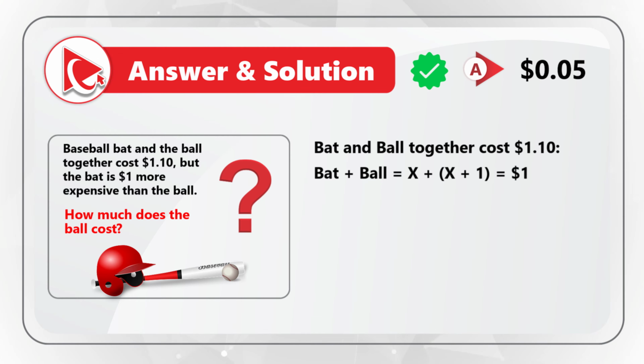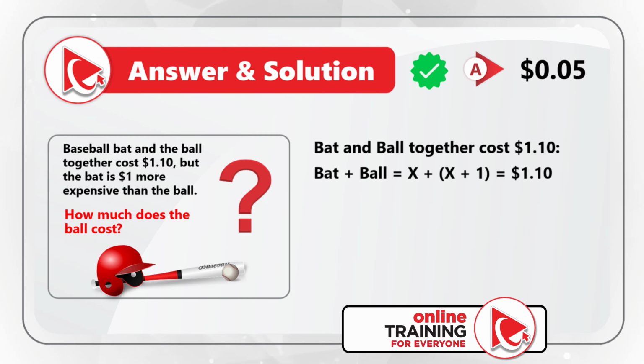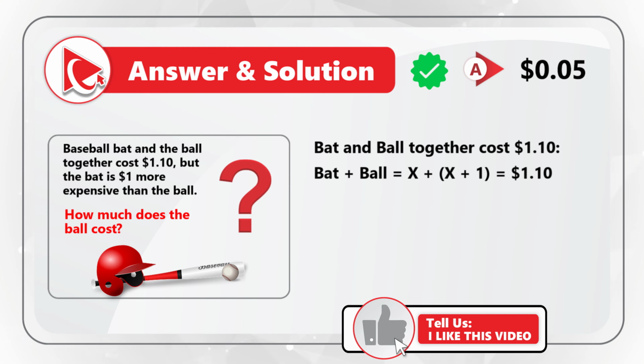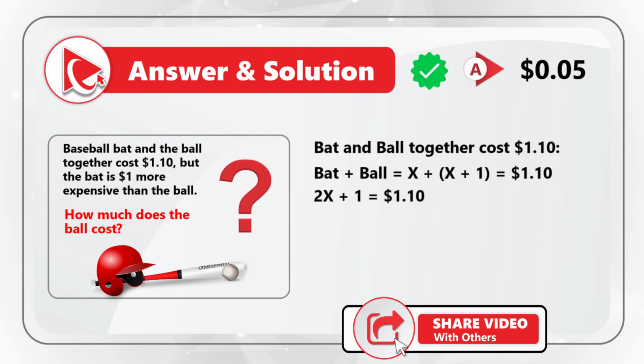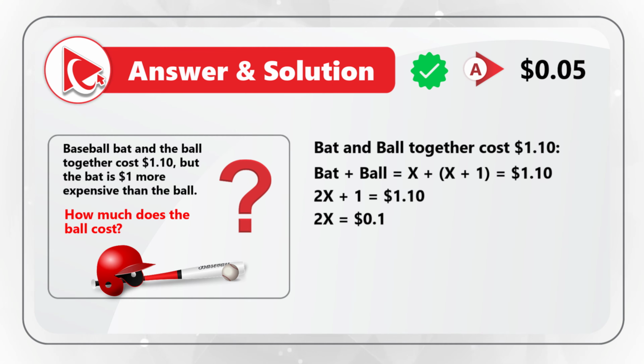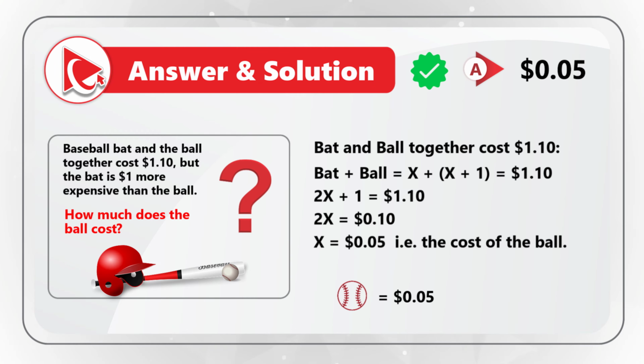Bat plus ball would be equal X plus X plus 1 and would be equal $1.10, which would mean that 2x plus 1 would be equal $1.10. If we simplify, we would find out that 2x equals 10 cents, which basically means 2 balls equal 10 cents, which means that the cost of 1 ball, which means that the x equals 5 cents. That tells us that the cost of the ball is 5 cents and the cost of the bat is $1.05.